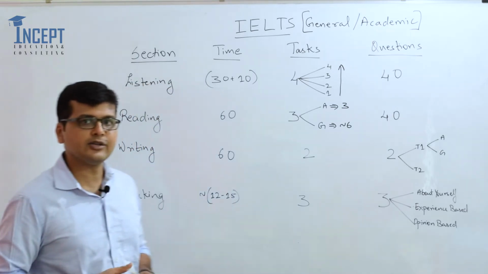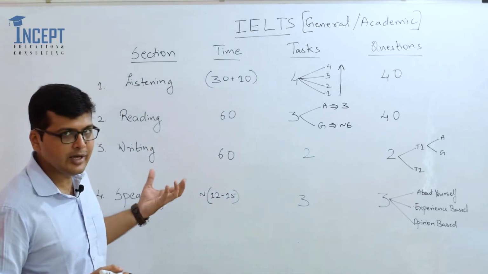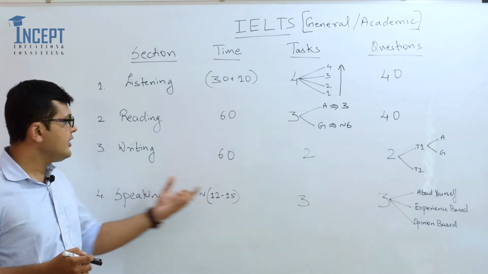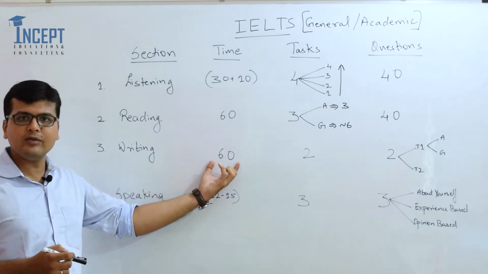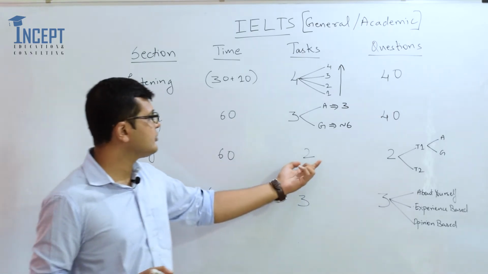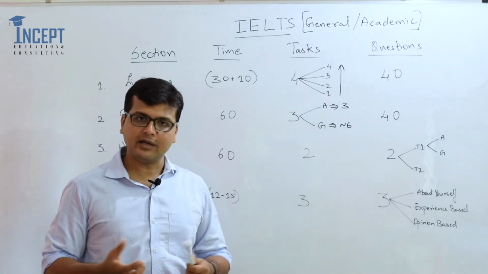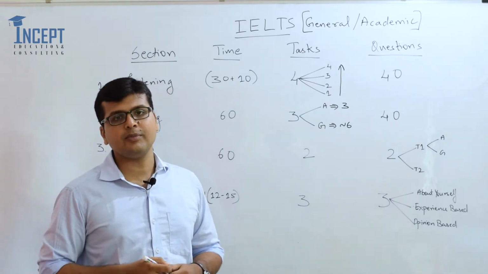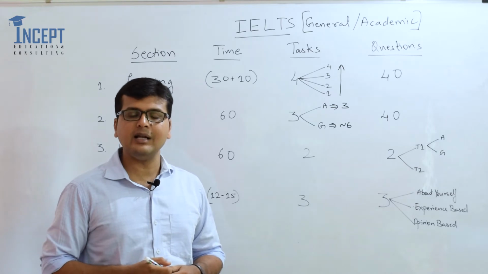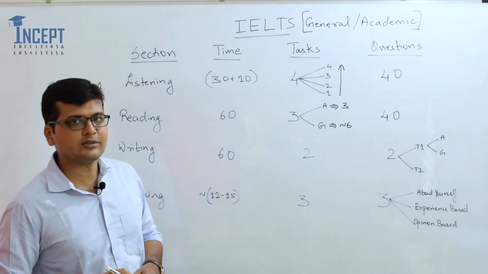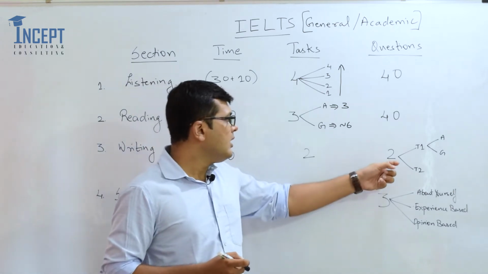The third section on the IELTS examination, academic or general, is the writing section, for which the total time allotted will be 60 minutes. There are 2 tasks that any person needs to solve on the IELTS writing task. And again, there is a slight difference for candidates taking the IELTS academic versus the IELTS general. Let's look at the 2 tasks and understand this difference.